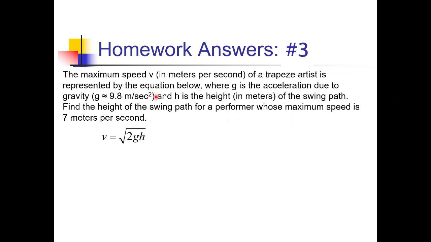For this problem, they're telling us that the maximum speed of a trapeze artist is represented by this v equals radical 2gh equation down here. G is the acceleration due to gravity.